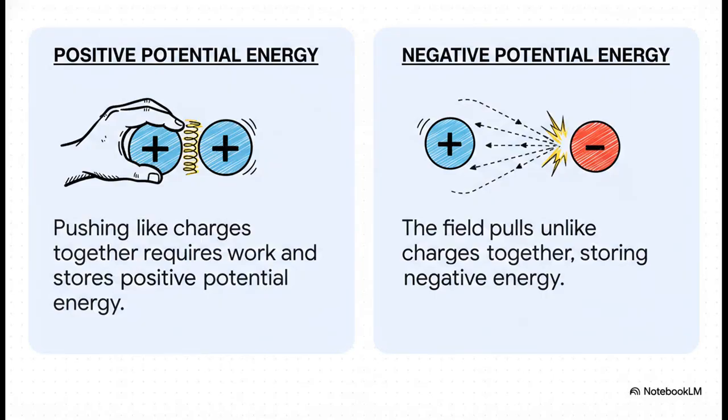If you're pushing two positive charges together, which naturally want to fly apart, you have to do work. You're fighting the field. The system stores that work as positive potential energy. But with a positive and a negative charge, they want to come together. The field does the work for you, pulling them in. In that case, the system actually stores negative potential energy.